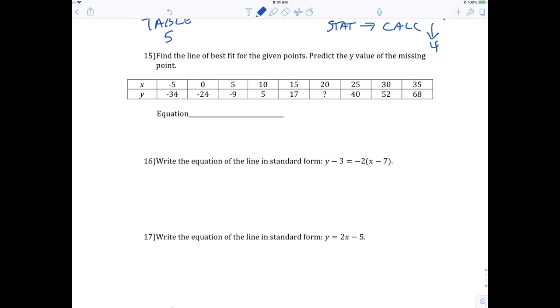Now, look what I did here. Are you allowed to type in 20? Hey, are you allowed to type in 20? No. You cannot type in 20 until after you get the equation. Remember, you want to clear the list and put the new list in.